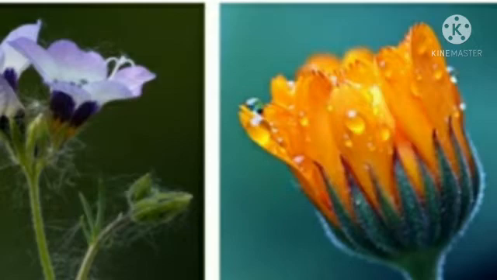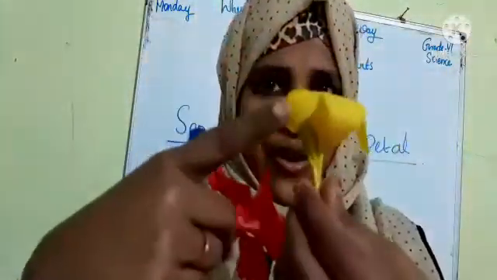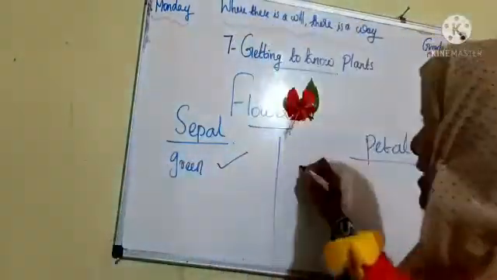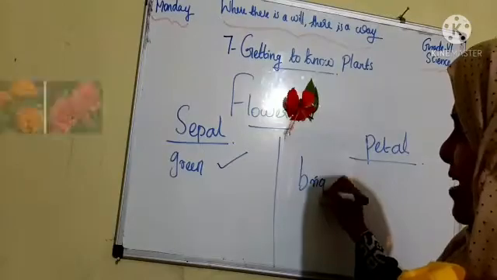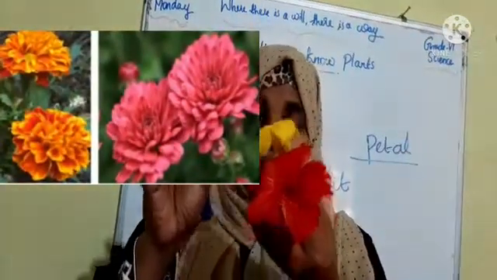Okay, so now we can learn about petals. You can see a red color flower and a yellow color flower, right? This bright colored part of a flower we call petals. So petals are the bright colored part of a flower.